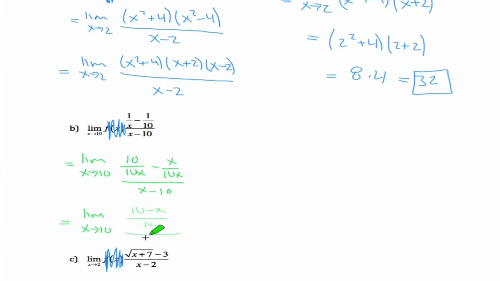And that's all over x minus 10, which I prefer to think of as x minus 10 over 1. Because now I've got a fraction divided by a fraction, and the way I divide fractions is by multiplying by the reciprocal of the denominator. In other words, this is equal to the limit as x approaches 10 of 10 minus x divided by 10x times 1 over x minus 10.